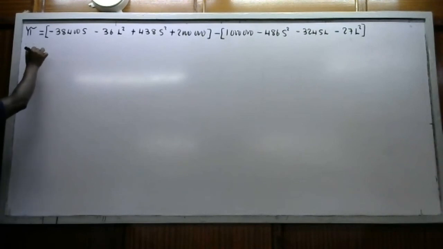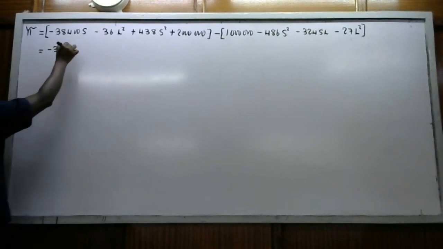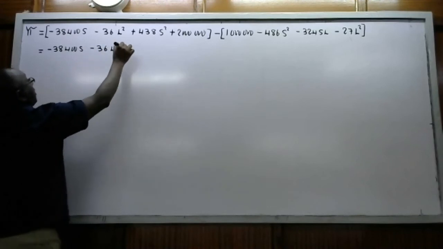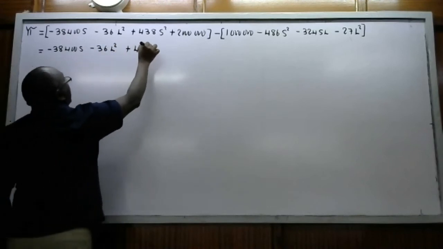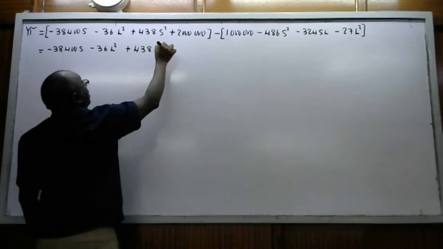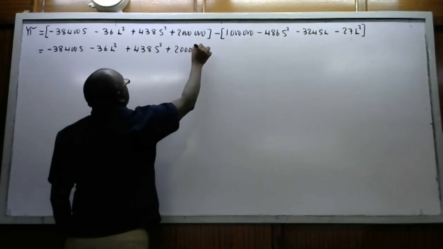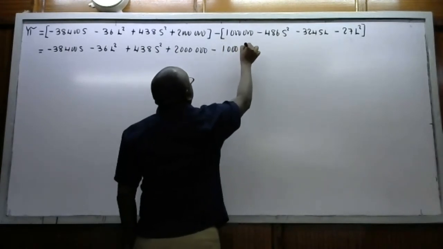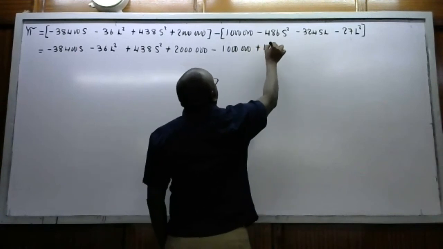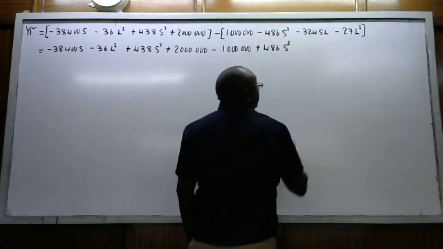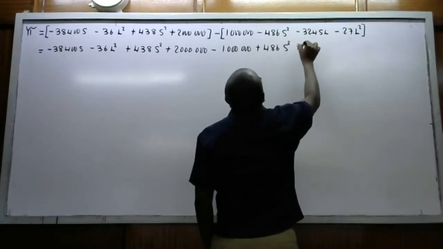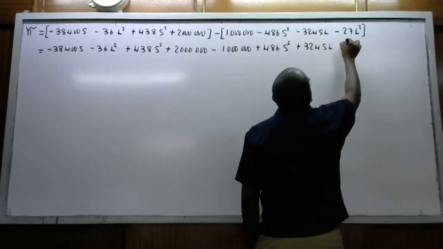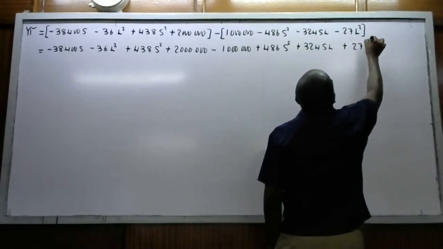Open the brackets to get minus 38,400S minus 36L squared plus 438S squared plus 2 million minus 1 million plus 486S squared plus 324SL plus 27L squared.